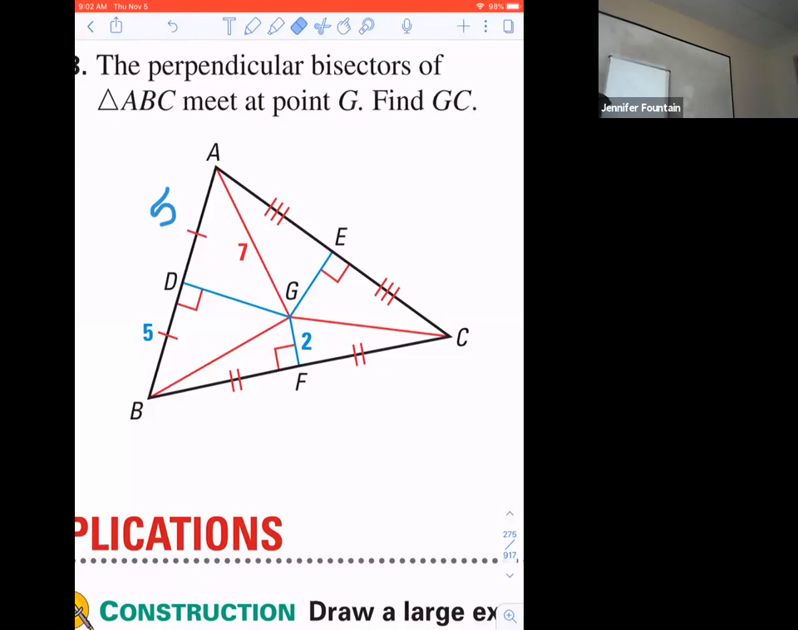Therefore, the measure of CG is going to be what? 7. Good. And so that's what the question asked us, was to find GC. Okay. So each of those red lines we just read, based on that theorem, they are equidistant. So if I know the measure of one, then I know the measure of this one as well as this one. Okay. So understanding that theorem, understanding that it's telling us that they are going to be equal to each other, helps us to know those measures.